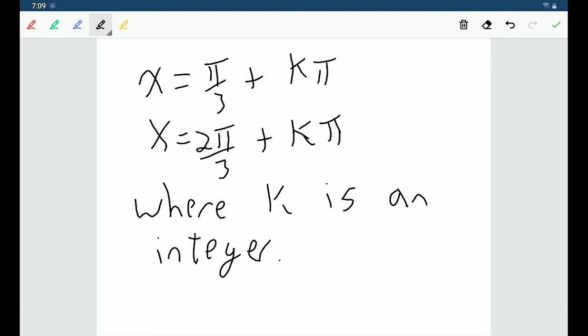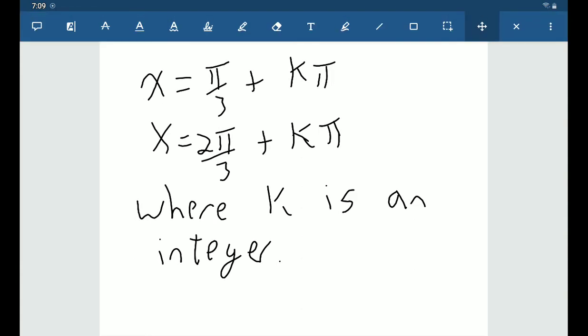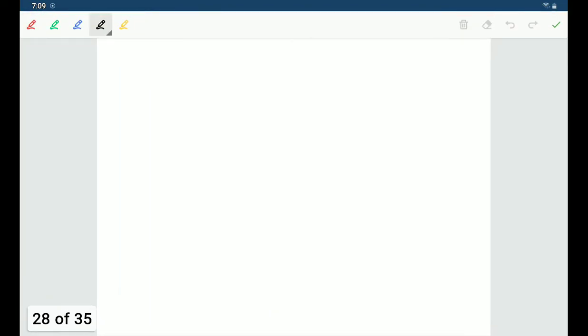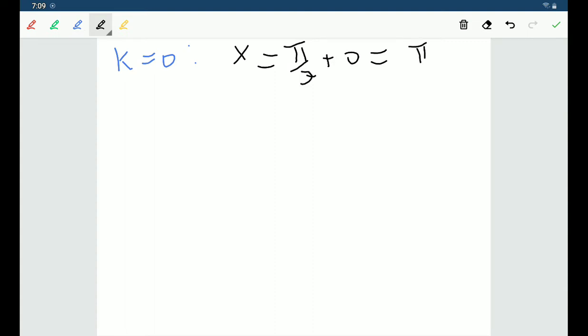There we go. Those are our general solutions. And now the only thing left for us to do is to generate 6 specific solutions, and we know what we'll do with that. We just let k be whatever values we choose, and for each value of k, we'll get 2 solutions. So for 6 specific solutions, if I choose k being 0, we'll get pi over 3 plus 0, which is pi over 3. We'll get 2 pi over 3 plus 0, which is 2 pi over 3.